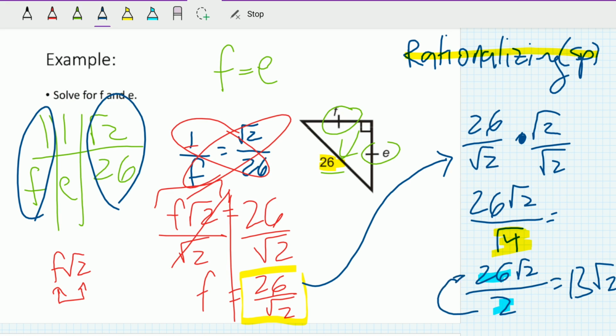Notice that when you divide these two numbers, the 26 is the bigger number, so that means it'll be in the numerator of the answer. If it would have been the other way around, then that means it would have been square root 2 over 13.